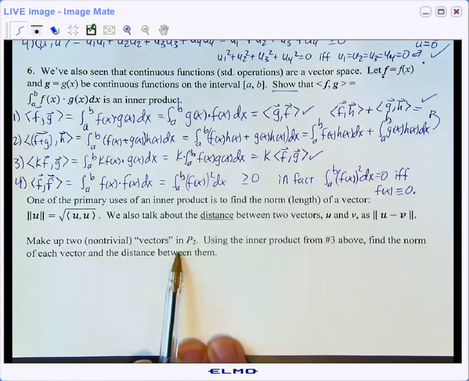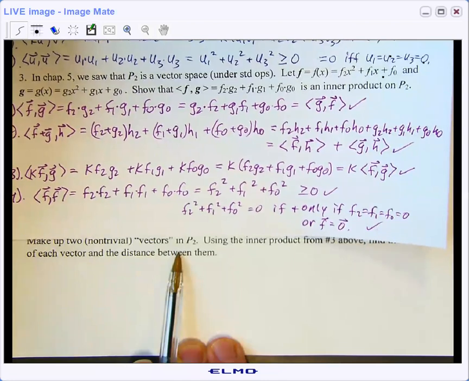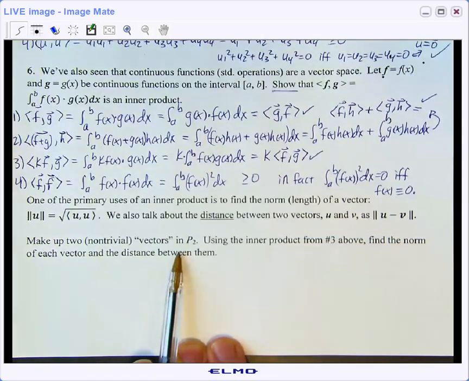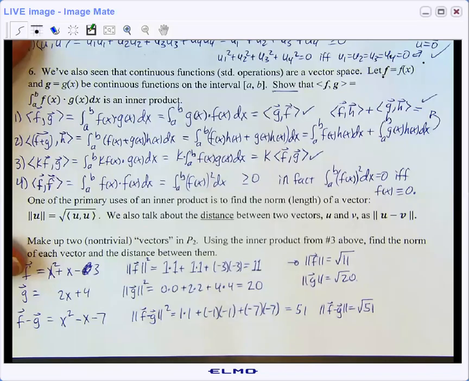So I want you to make up two non-trivial vectors in P2, and then using our inner product from number 3 above, which looked a lot like the dot product, I want you to find the norm of each vector and the distance between them. So we'll give you a minute to work on that, and I'll make up some non-trivial vectors as well. I'll show you my work in just a minute. Okay, so here's my work.